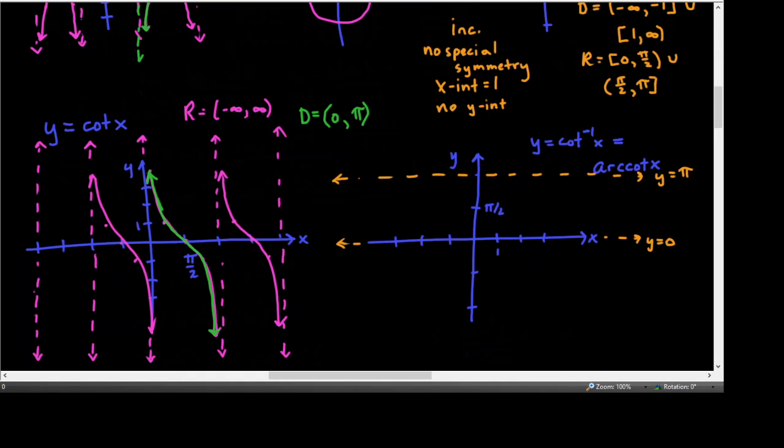Then, using some points, at pi over 4 we have 1, so that will graph as 1, pi over 4. We have a point at pi over 2, 0, which will be graphed as 0, pi over 2 for the inverse. And then the point at 3 pi over 4, negative 1, will be at negative 1, 3 pi over 4. And then we'll have a curve that looks like that.